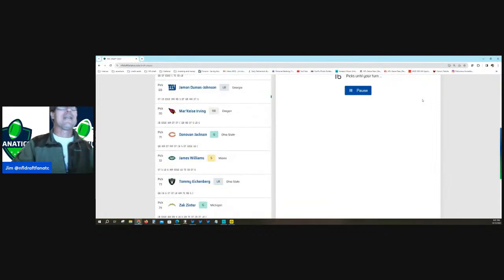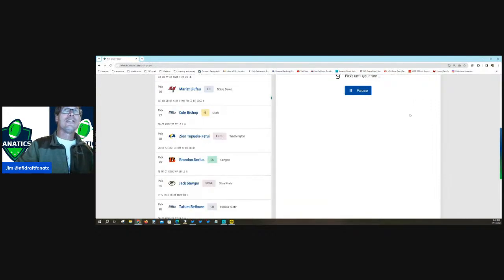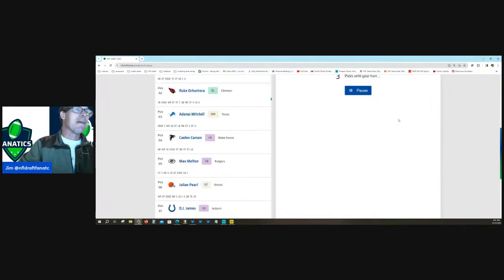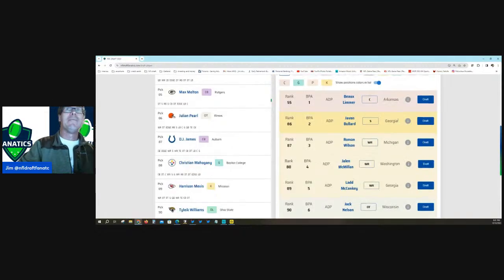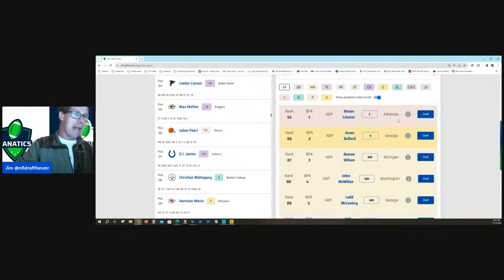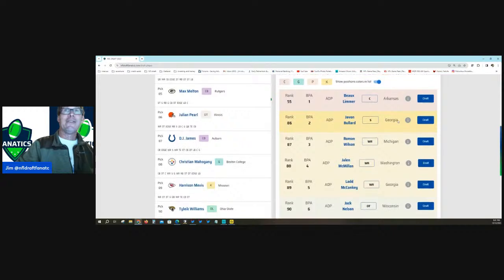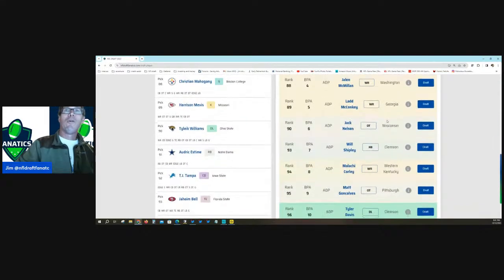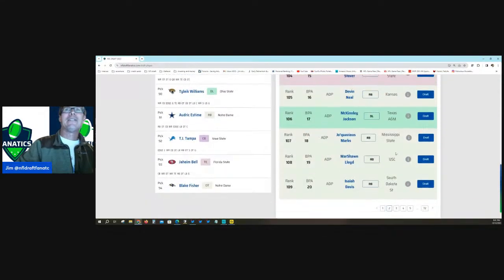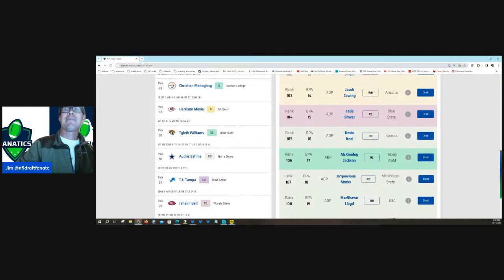Okay, now we're entering the 3rd round. So this is a unique pick. Once I pick this player, you won't see them in any of the subsequent iterations. So I like Roman Wilson in round 3. I like Tyler Davis in round 3. I like McKinley Jackson in round 3. So I'm going to take McKinley Jackson.